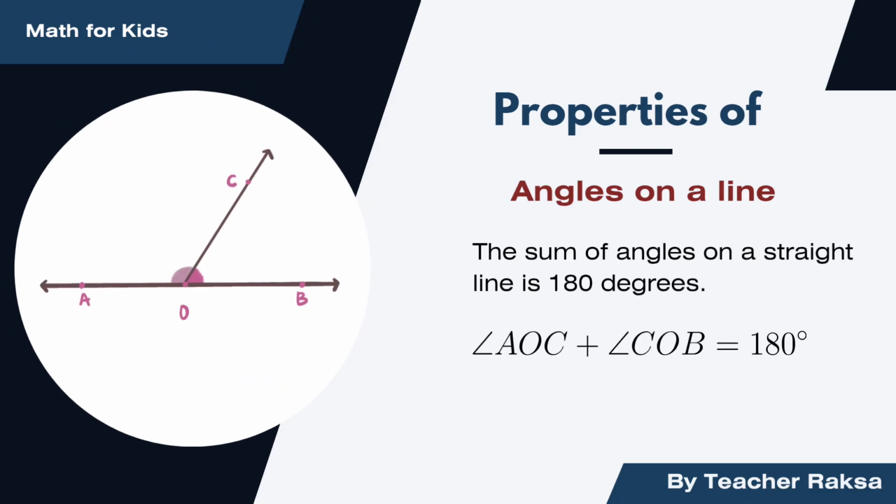Let's look at an example. Here we have two angles, angle AOC and angle COB. Together they form a straight line, so their sum is 180 degrees.